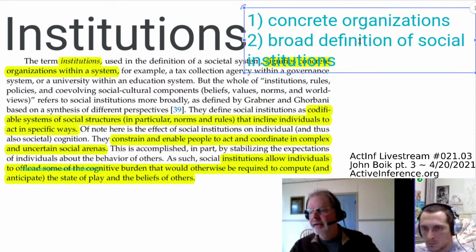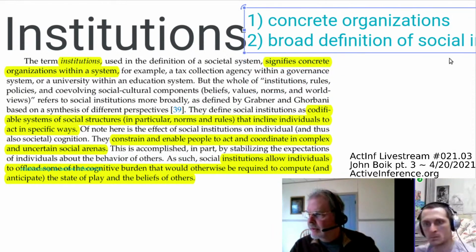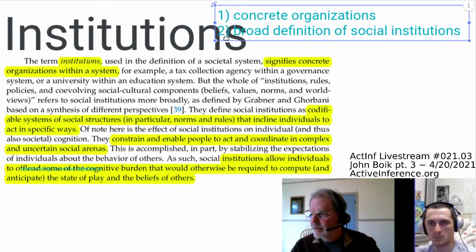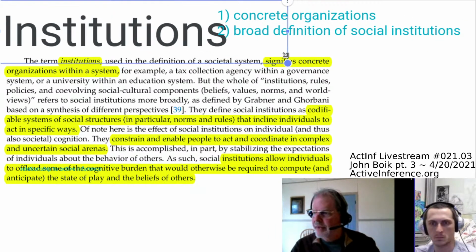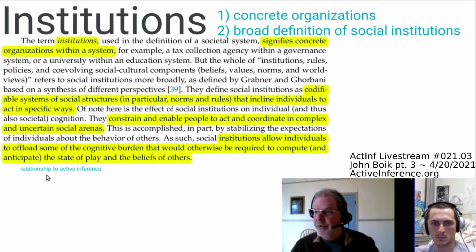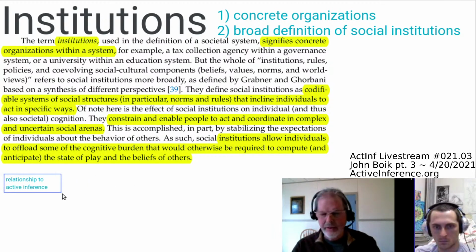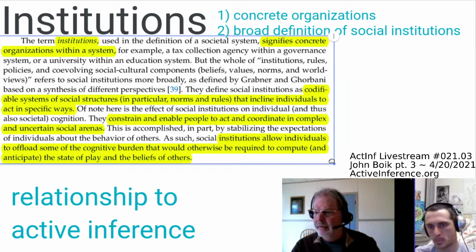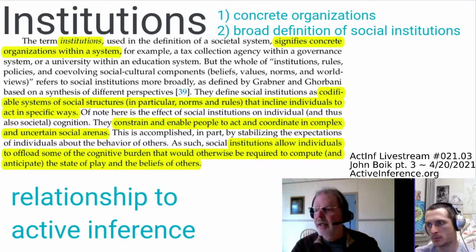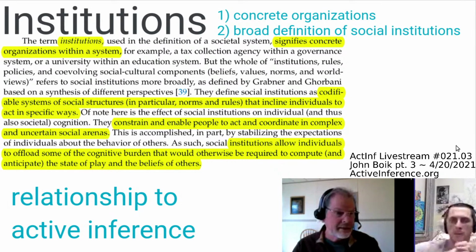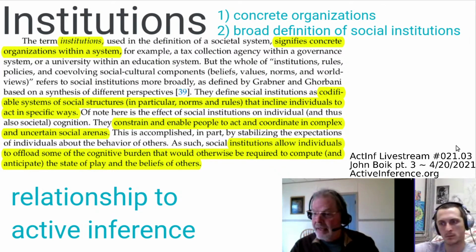And this is kind of interesting because Grabner and Gobarny define social institutions, I give a little blip there, as codified systems of social structures and particular norms and rules that incline individuals to act in specific ways. And interestingly, they've developed these ideas apart from active inference, but the language is not so dissimilar, because they talk about institutions as constraining and enabling people to act and coordinate in complex and uncertain environments. They stabilize the expectation of individuals about the behavior of others, and thus the institutions allow individuals to offload some of the cognitive burden that they would otherwise be required to compute.